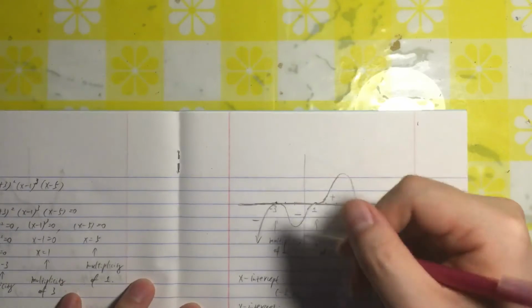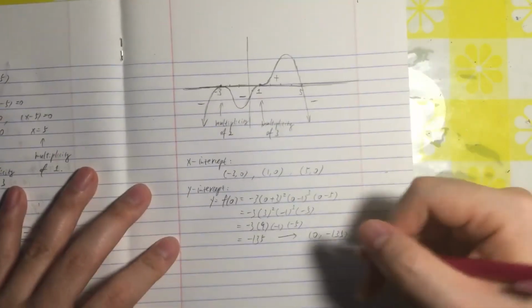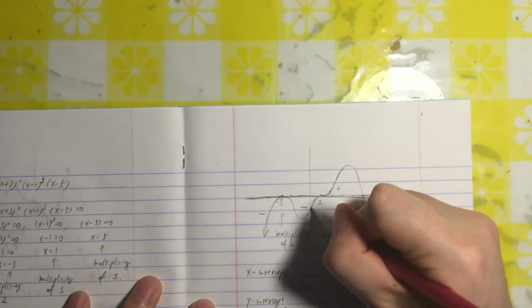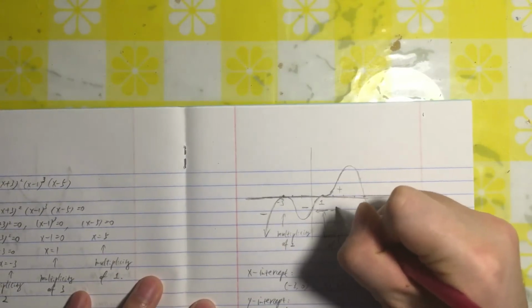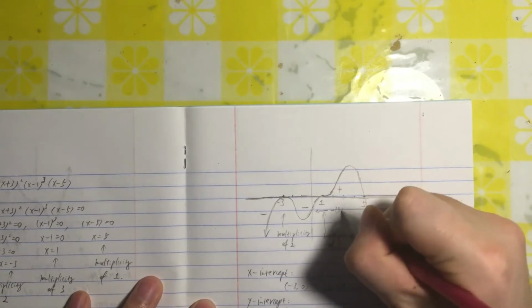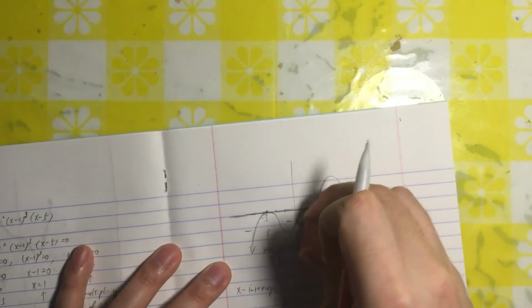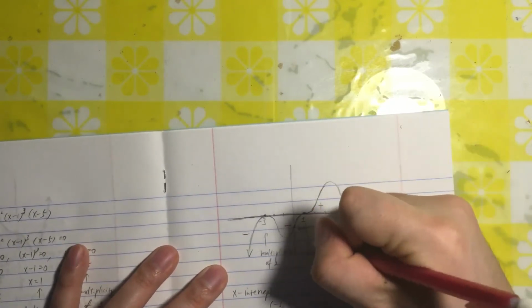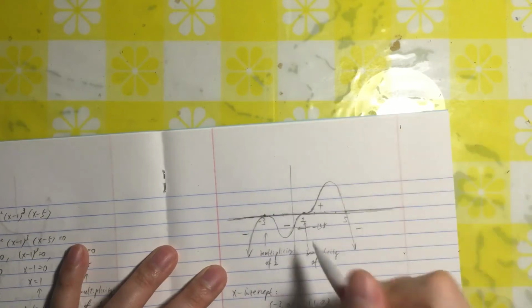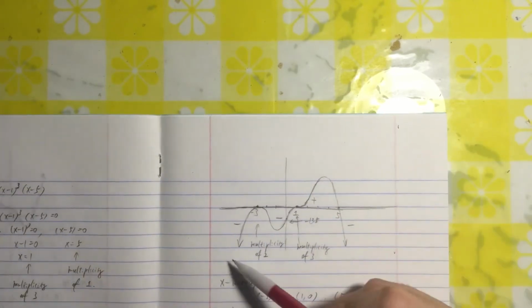Since we didn't draw the y-axis to scale, we label this point as -135. So we label the y-axis as -135. That's a rough sketch of the polynomial function f.